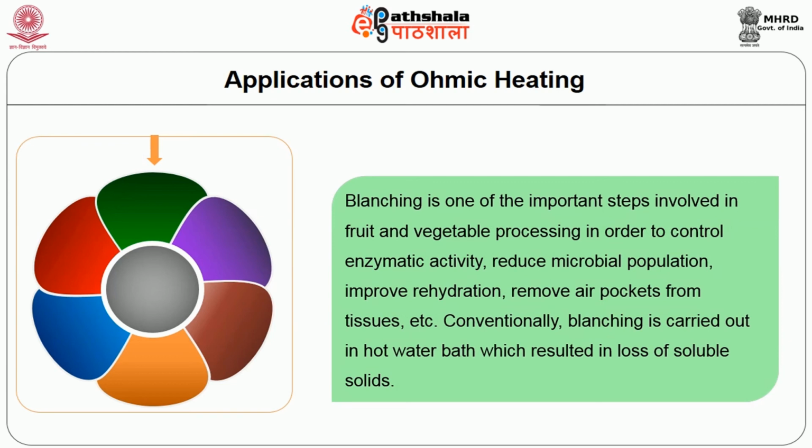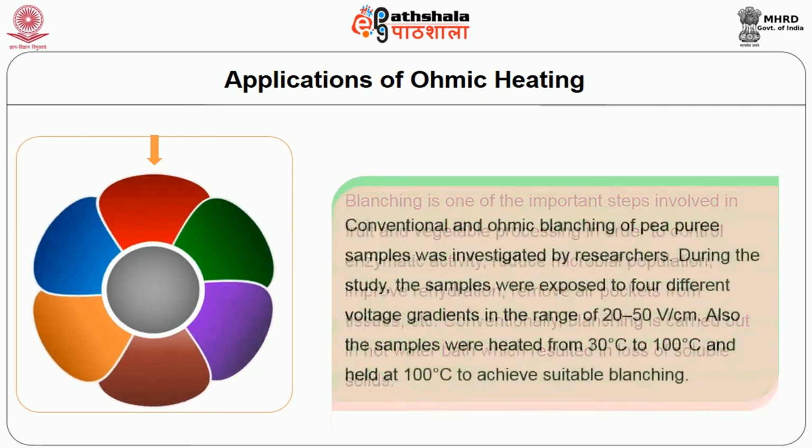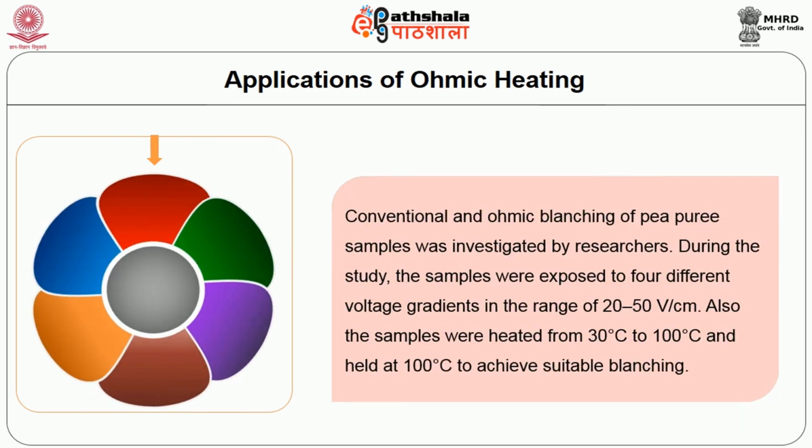Blanching is one of the important steps involved in fruits and vegetable processing in order to control enzymatic activity, reduce microbial population, improve rehydration, remove air pockets from tissues, etc. Conventionally, blanching is carried out in a hot water bath, which results in loss of soluble solids. Conventional and ohmic heating of P. puri samples was investigated by researchers.